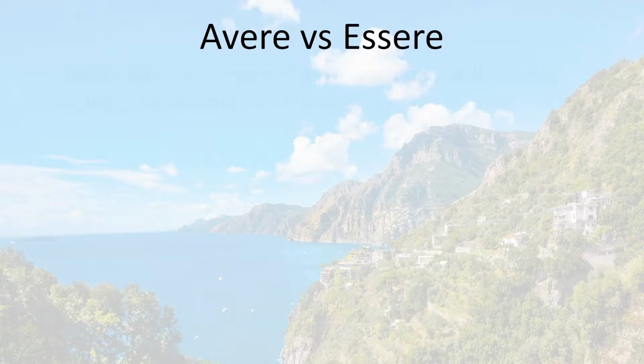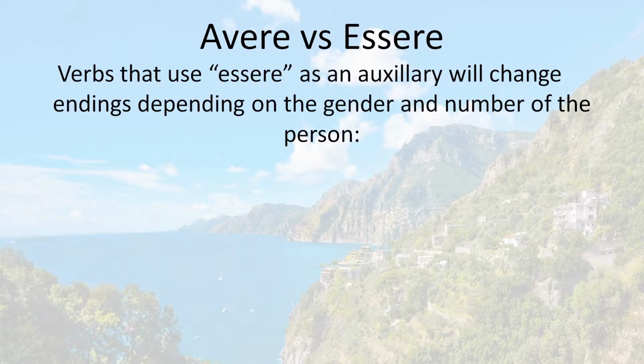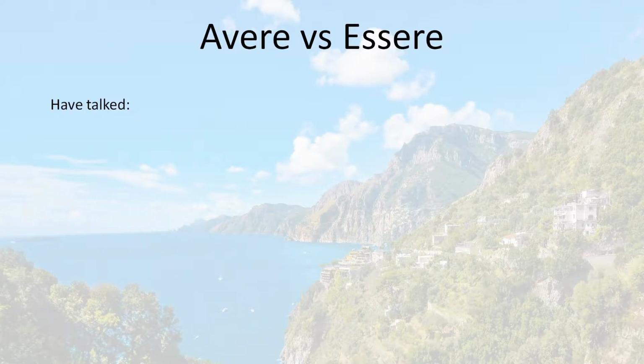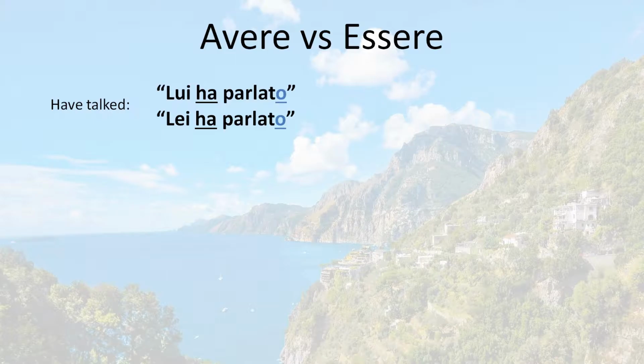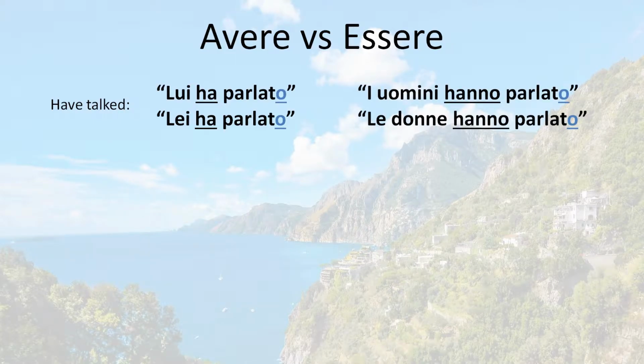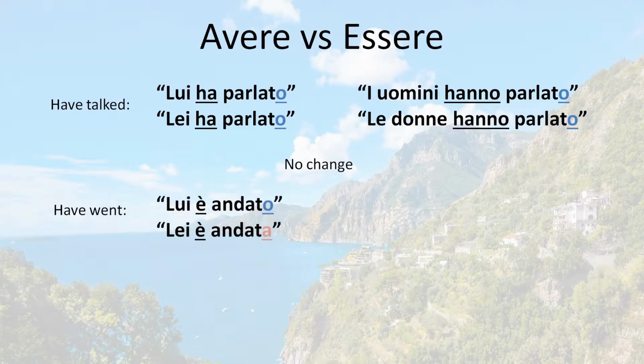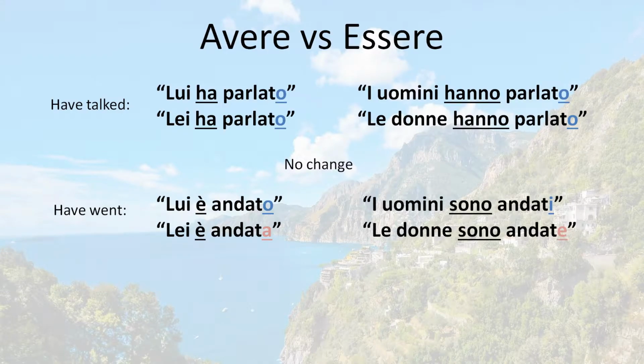Verbs that use essere as an auxiliary verb will change endings depending on the gender and number of the person. Lui ha parlato. Lei ha parlato. I uomini hanno parlato. Le donne hanno parlato. No change here. This is simply he has talked, she has talked, the men have talked, the women have talked. Lui è andato. Lei è andata. I uomini sono andati. Le donne sono andate. Changes for gender and number. This is for the word go.